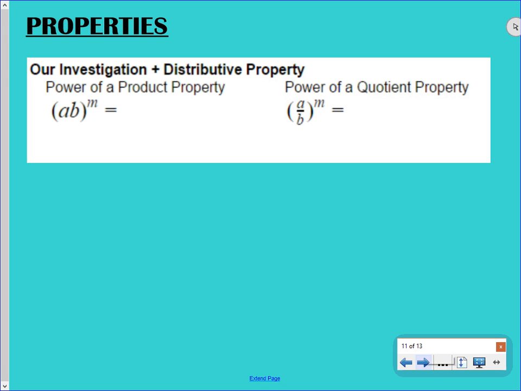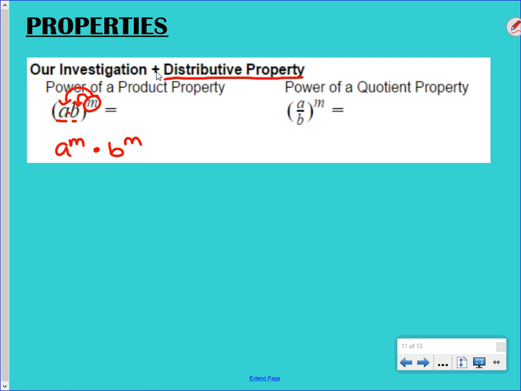More properties. We're going to talk about what we learned in our investigation, plus we're adding in the distributive property. So if we have power of a product property, we have a product, we're taking A and we're multiplying it by B, and we're raising it to a power. So this is when we're going to distribute the power to the two different bases. You see these big numbers, they're different. So we would have A to the m power times B to the m power.